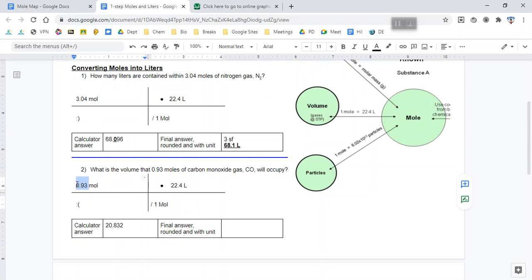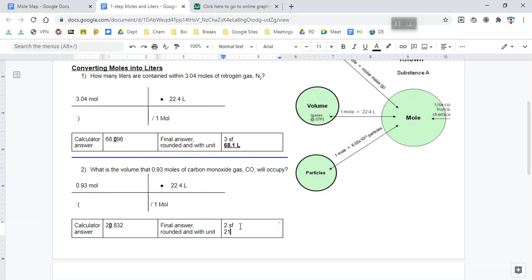This 0.93, okay, that's a specific number. That's what I started with. So if I start from the left-hand side, the 0 is not significant, so this only has 2 sig figs, okay? So the second sig fig in my calculator answer is at this 0. That means the 8 after it tells me I'm going to actually bump it up, and so it's going to become 21.